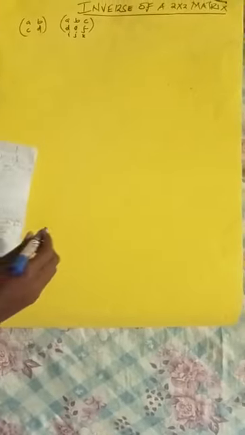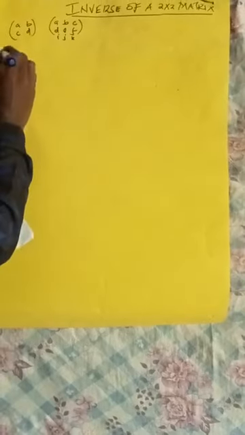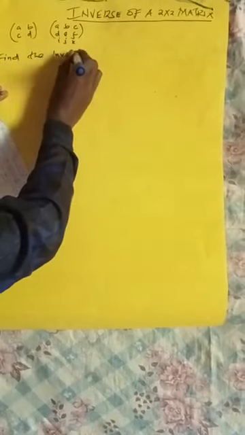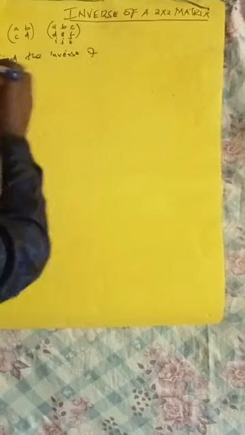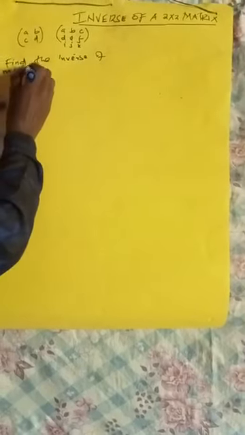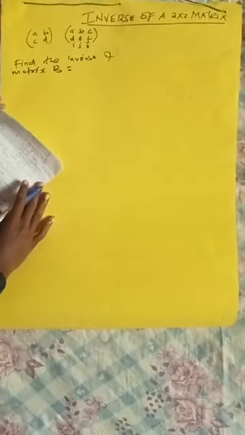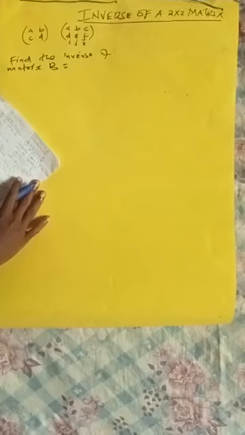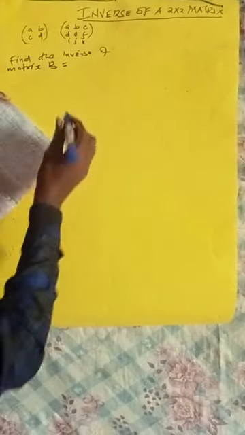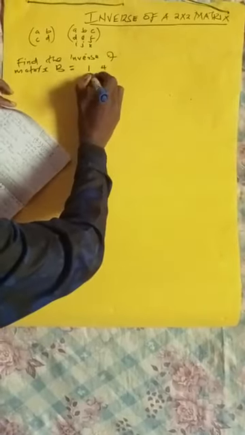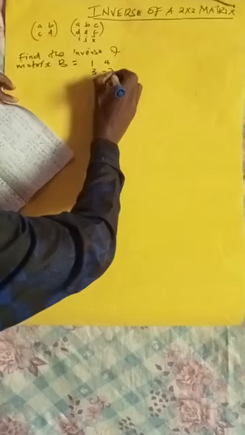The example here is: find the inverse of matrix B, whereby matrix B is given by 1, 4, and then 3, -2.